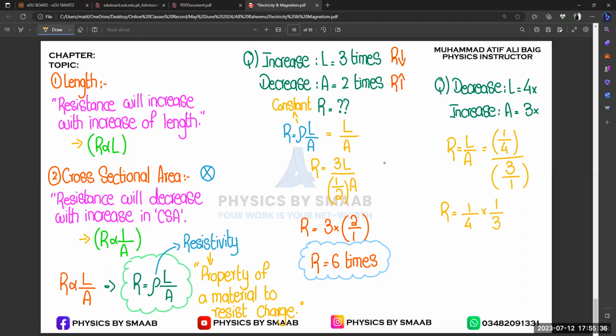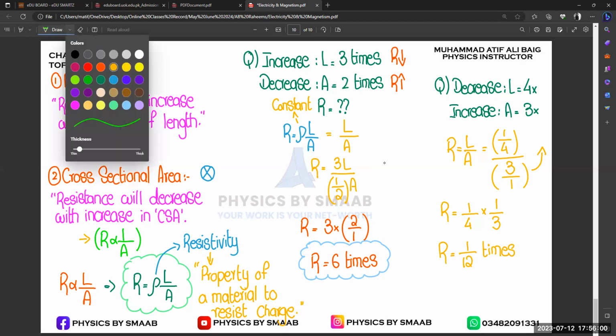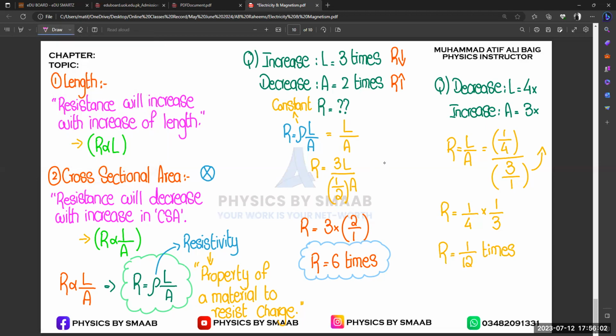Yes, because we have 3 over 1 in the denominator. So when we split the numerator, it will be 1 over 3. Answer will be 1 over 12 times. So basically your resistance is decreasing because we are getting 1 over 12, right? So this is our final answer for this type of question. Okay. Any confusion?